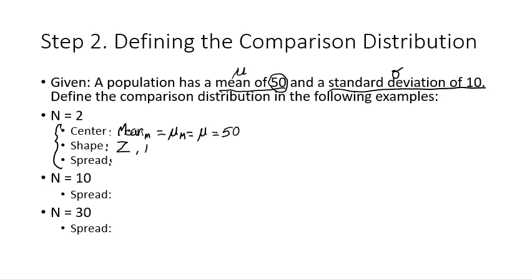The shape is always going to be a z distribution in this set of examples, and it's always going to be normal. That's an assumption we work with in this class, and we won't be going beyond that. So you can always just write normal. So here, no change, no change.